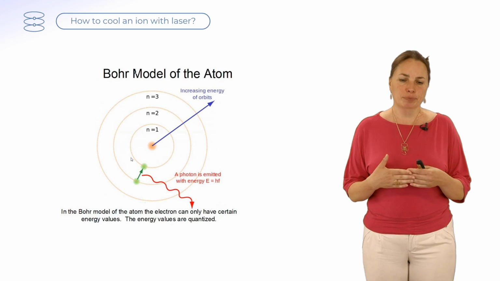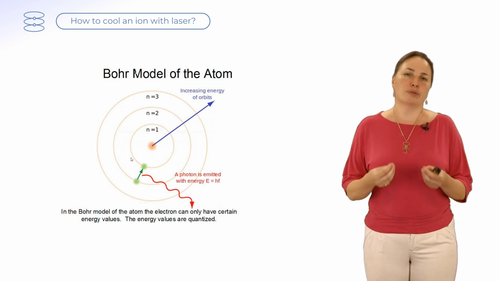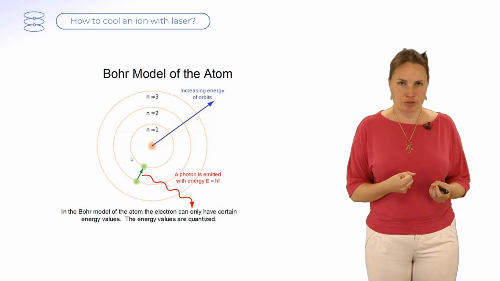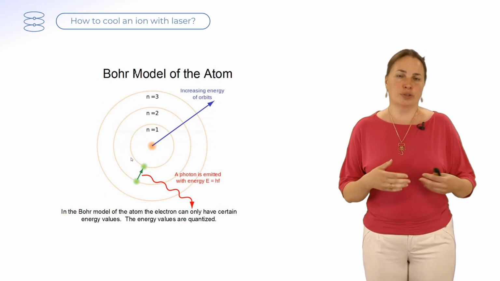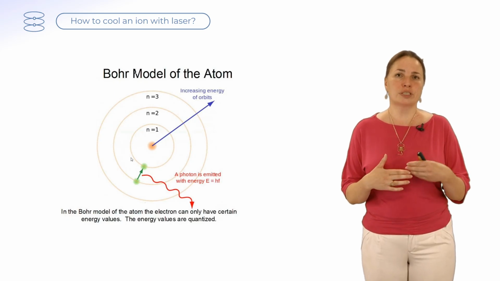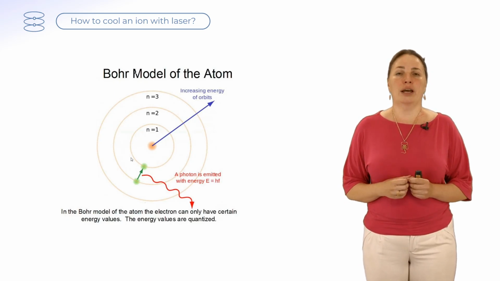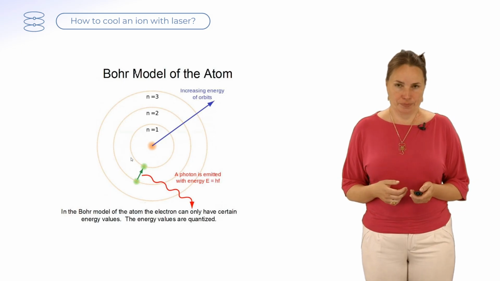If the excited state decays, then the photon takes the extra energy out of the atom, and we have a photon with the energy of the difference between these energy states, and again an atom with lower energy.